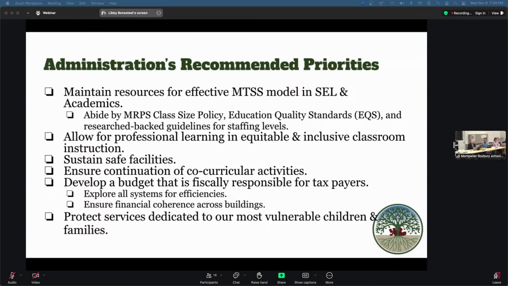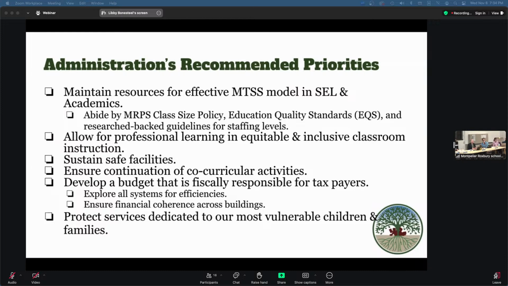We need to develop a budget that's fiscally responsible for our taxpayers. That means when we look at how to do this, we need to explore all of our systems for efficiencies. Are there places where we have just traditionally had things and people and systems going, because that's what we've always done, that we could do differently in a more efficient manner?